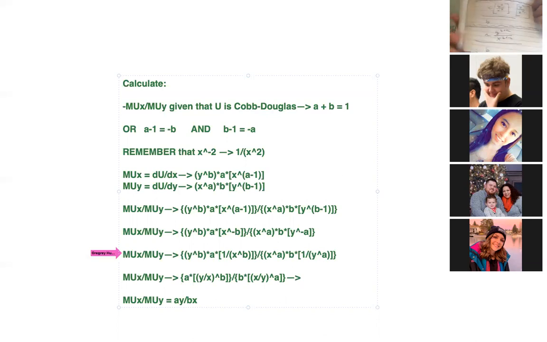And then in the numerator, you have x to the alpha and x to the beta and y to the alpha and y to the beta. And then you multiply those by each other. And then alpha plus beta is equal to 1. So you get y to the alpha plus beta over x to the alpha plus beta. And that just becomes y over x.